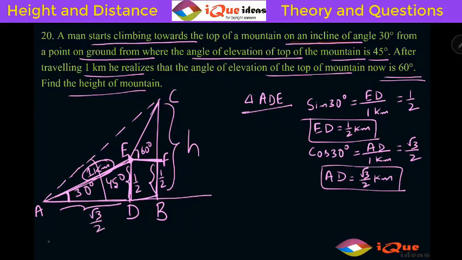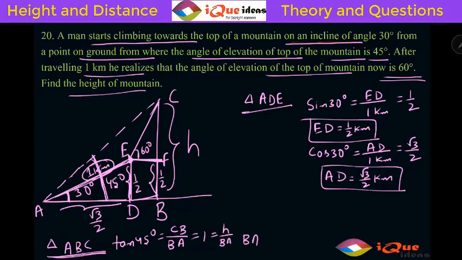Now one more thing. Look at the triangle ABC. In the triangle ABC, the angle CAB is 45 degree. This total angle is 45 degree. So we can say tan 45 degree is equal to CB upon BA. Now tan 45 degree is 1. CB is equal to H. So what do we have? So we have BA is equal to H. Alright, so this total length is H. This AB length is H.